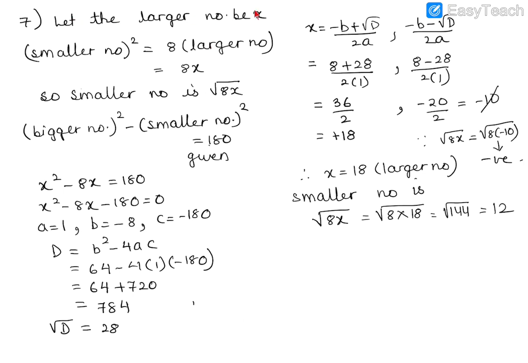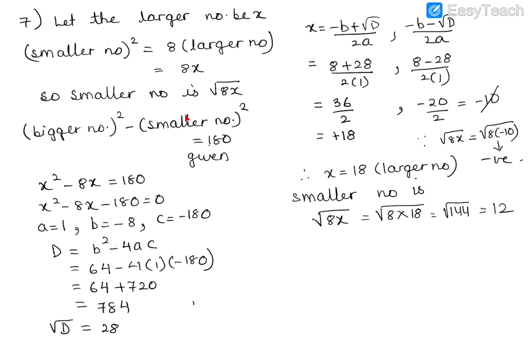So let the larger number be x. That means smaller number square is equal to 8x. So if I have a larger number x, I'll have the smaller number as root 8x. This is very important for you to understand. It is given square of smaller number is 8 times the larger number. So let the larger number be x. That means square of smaller number is 8x. So the smaller number is root 8x.